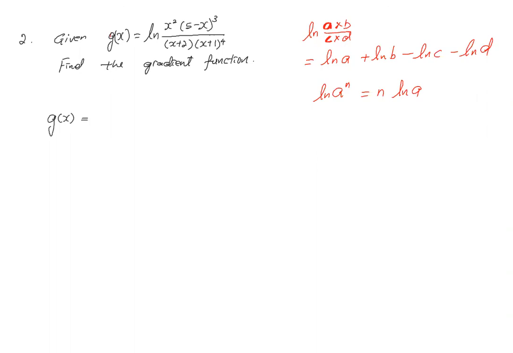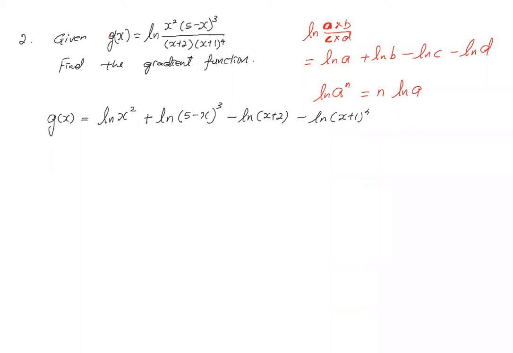So I write down ln x squared. So the next one. Should I put plus or minus? Plus. Plus ln of 5 minus x cubed. Am I right? Yes. Then next one. Minus ln x plus 2. Some more. Minus ln x plus 1 to the power 4.